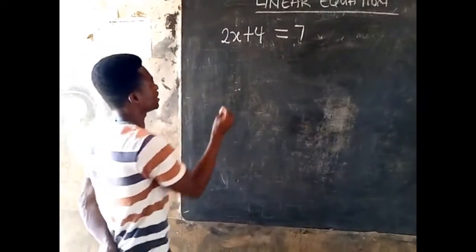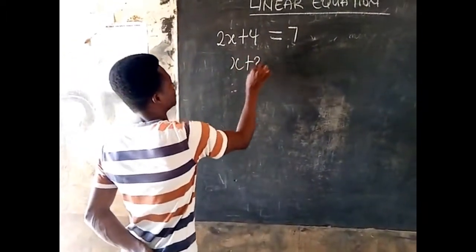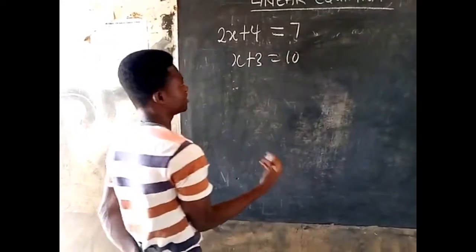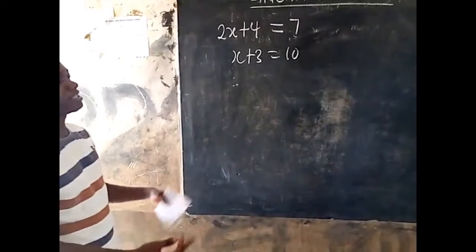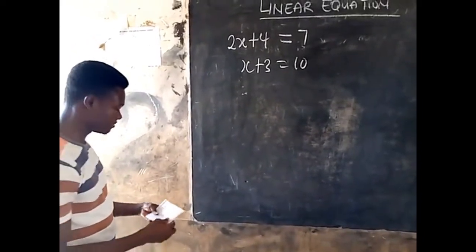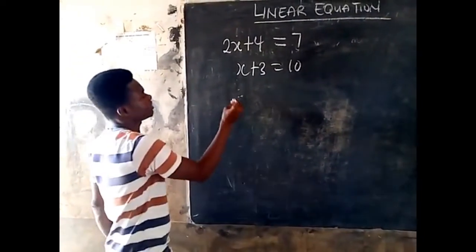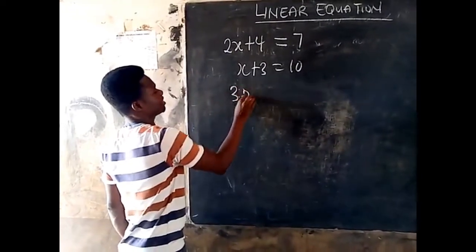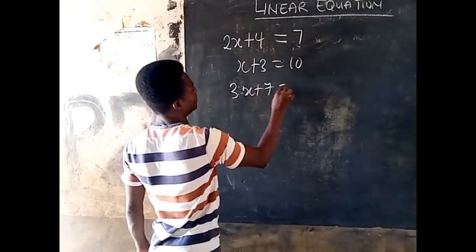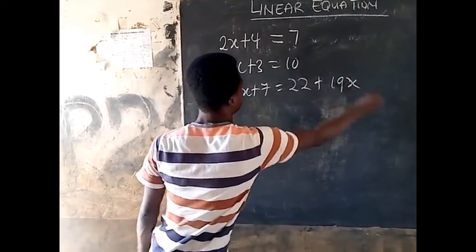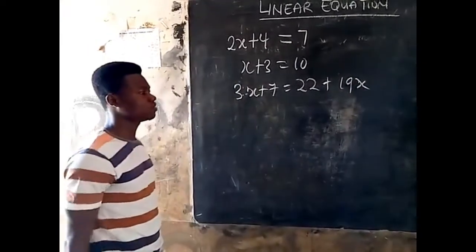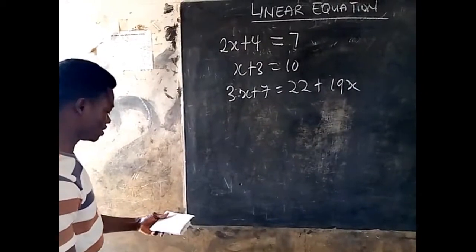Let's also say x + 3 = 10 is an example of an equation because we are talking about a statement involving an equal sign. Another example we can give is 3x + 7 = 22 + 19x. This is also an example of an equation.